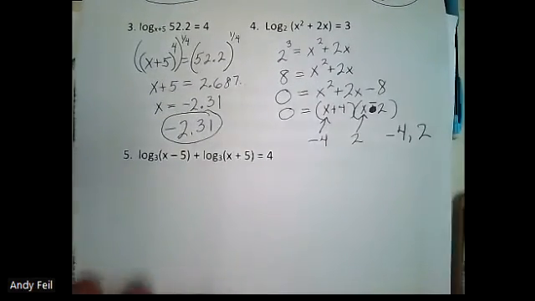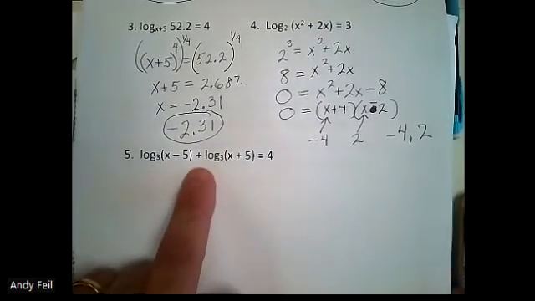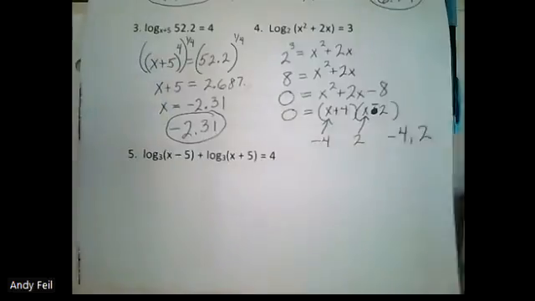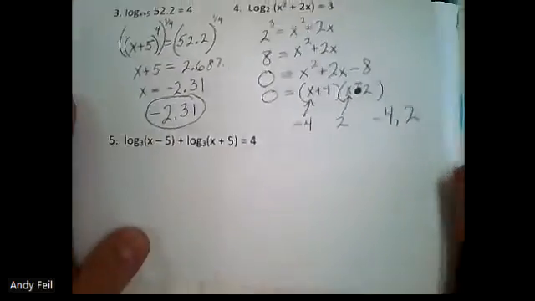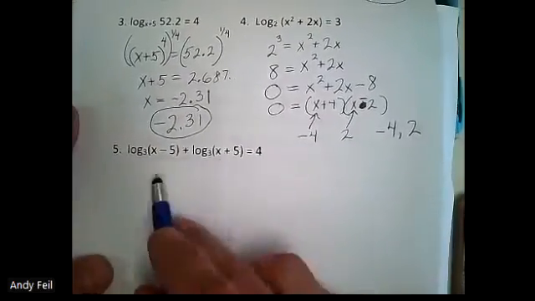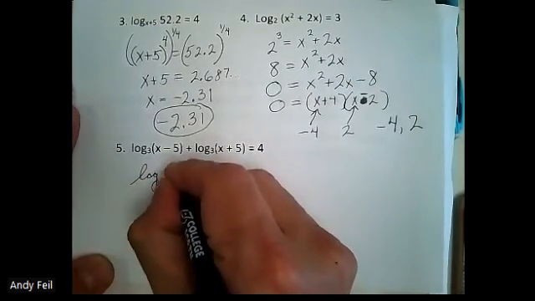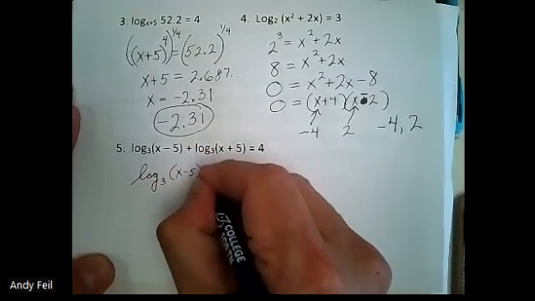How about number 5? We're adding logs. What is a log? A log is an exponent. And so when you're adding logs, what are you doing with the arguments? Multiplying. So write this down. You got to multiply those arguments.